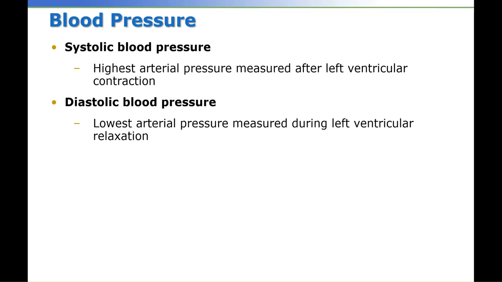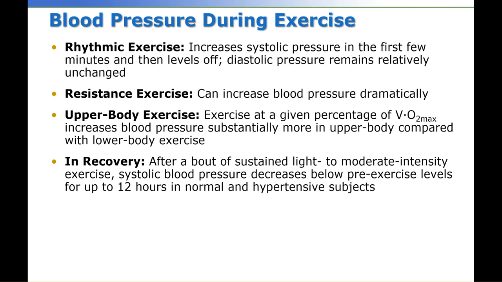The pressure wave can be felt as a pulse in the following areas: the superficial radial artery on the thumb side of the wrist, the temporal artery on the side of the head at the temple, and the carotid artery adjacent to the trachea. In healthy persons, pulse rate equals heart rate. And then diastolic is the lowest arterial pressure measured during left ventricular relaxation.